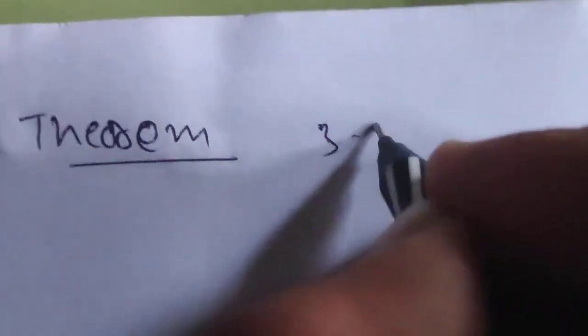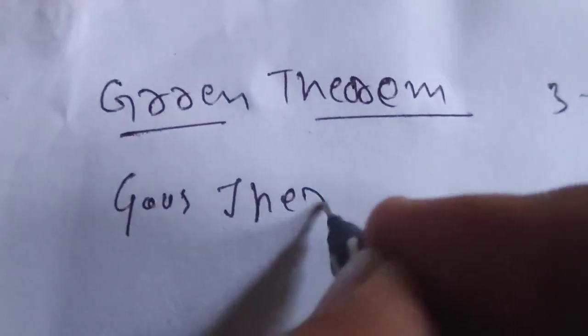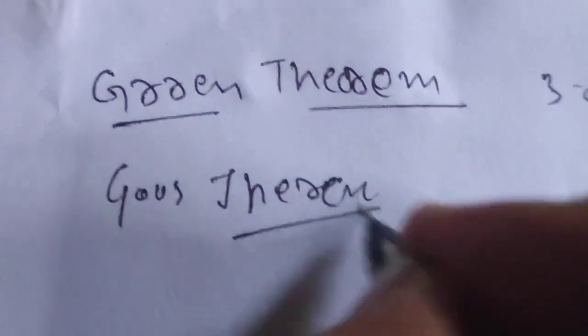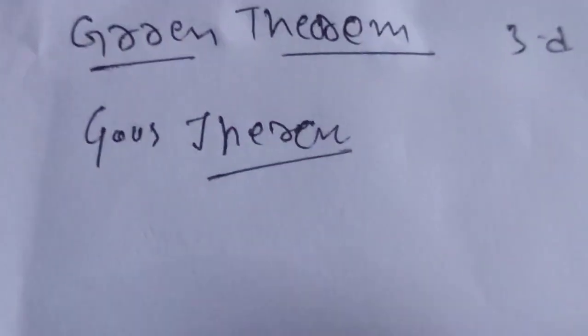Let's talk about Green's theorem, which is applicable in 3D. For 2D, we will talk in the next video. Our Green's theorem is based on the Gauss theorem, which we discussed in the previous class. Okay, so now let's talk about what Green's theorem is.